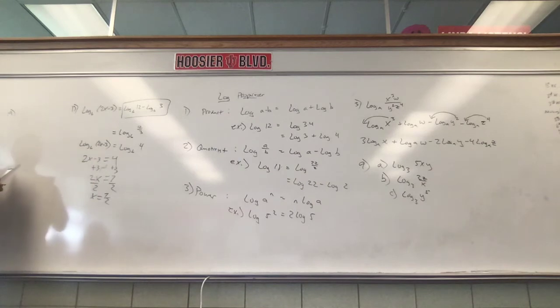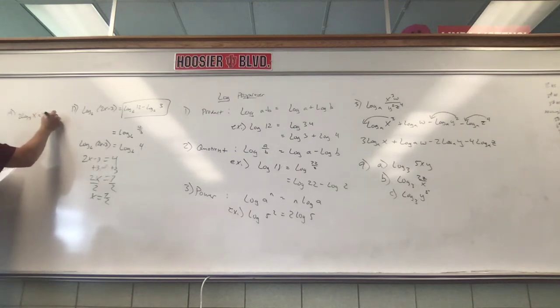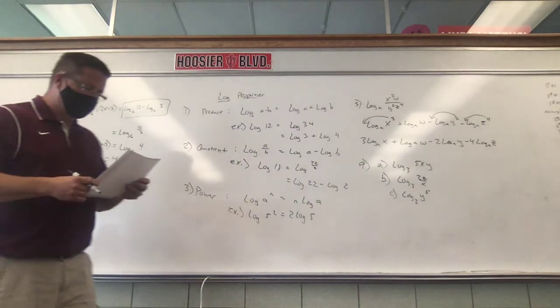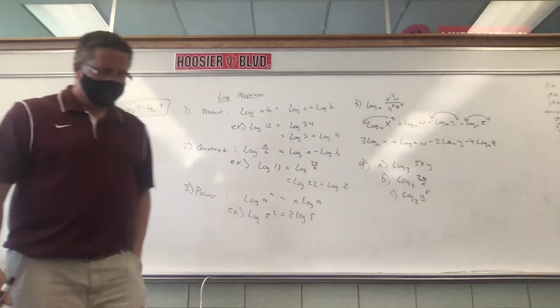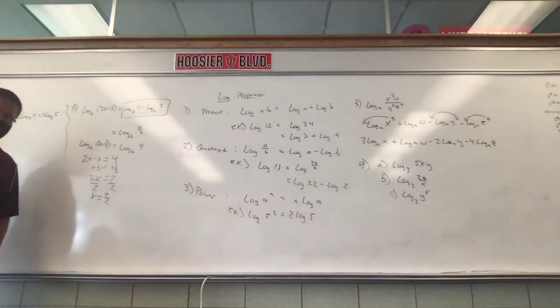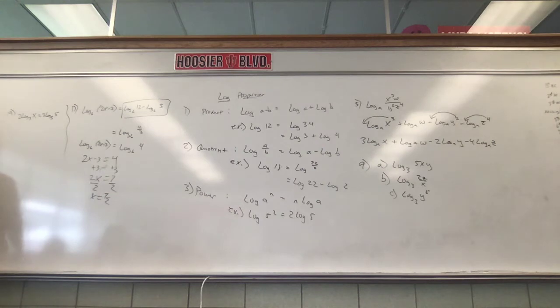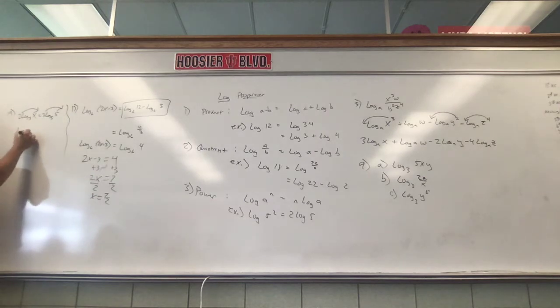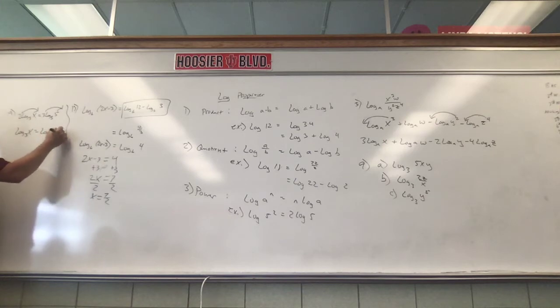Alright, number 19. So we have 2 log base 3 of x equals 3 log base 3 of 5. Okay, so any idea what we're going to do to solve this thing? We're gonna make it a power. Move the 2. Move the 3. So you have the log base 3 of x squared equals the log base 3 of 5 to the 3rd.